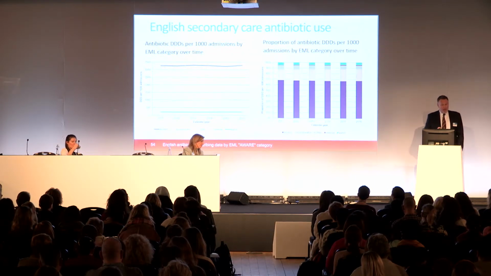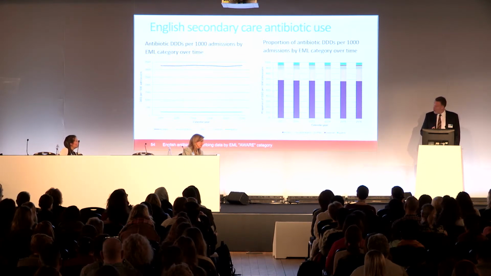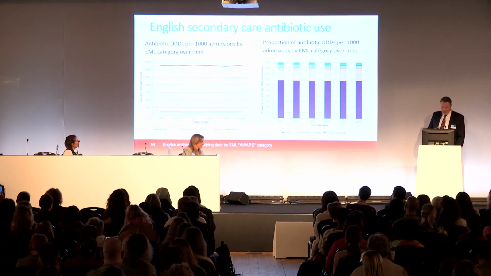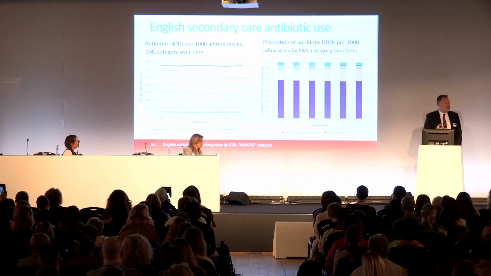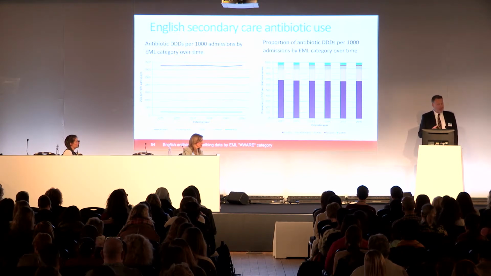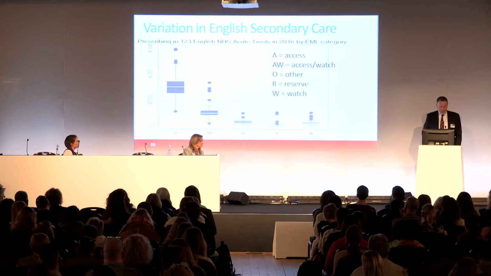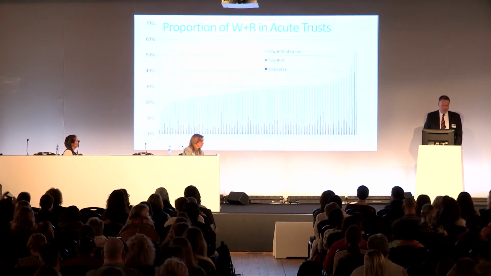Okay, when we look at English secondary care, the access group as it exists is staying roughly about the same. It probably doesn't come out very well, but the second line down on the left-hand side shows there's a slow increase in the access and watch type of list, which contains things like meropenem and piperacillin tazobactam, so it had been increasing. And again, same type of thing with variation, and you'll see a huge variation in that access list.